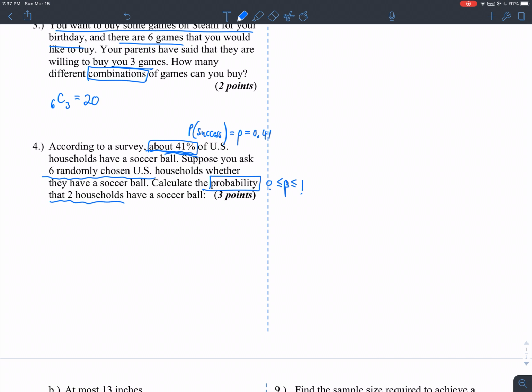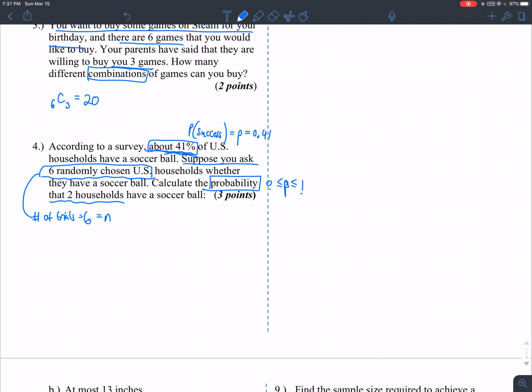Okay? And especially if I'm selecting random households, there's very little connection between my household and yours if we're randomly selected. Okay, so seems like the trials are independent. Okay, then the other thing was we need to know how many trials there are in advance. And they say, suppose you ask 6 randomly chosen households. Alright, so my number of trials is 6. Okay, and we called this letter N in our binomial experiment setup.